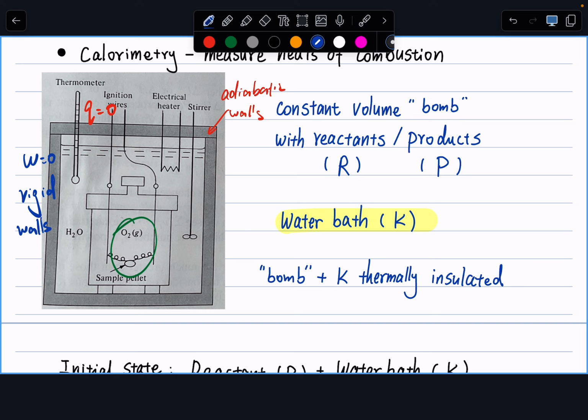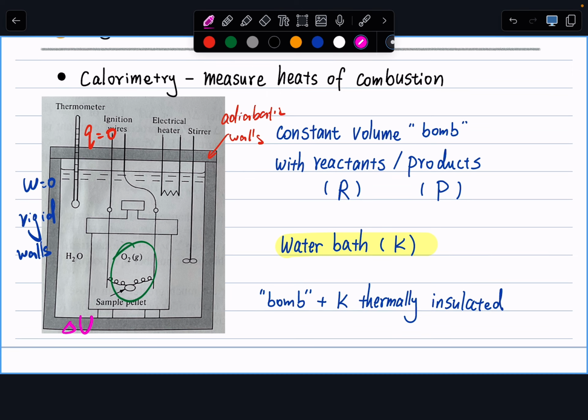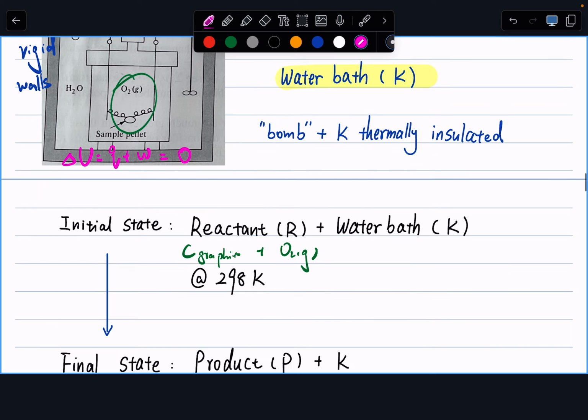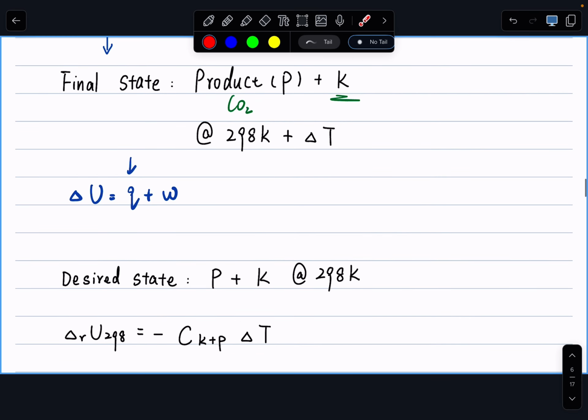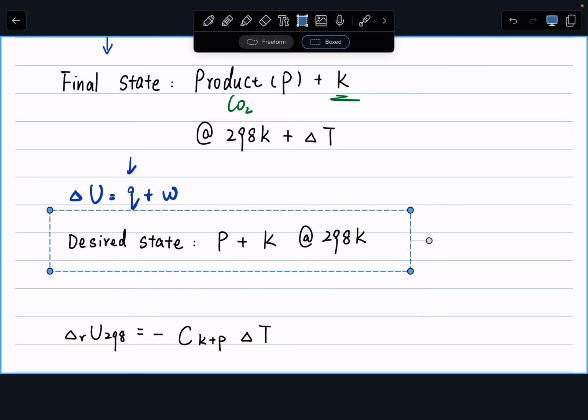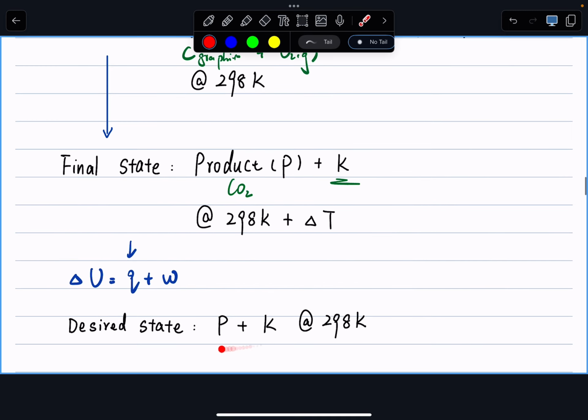Or the other way to put it is using our first law of thermodynamics, we can write my delta U equals to Q plus W equals to 0. All right. So what are we looking after? Remember, in this case, we're looking at the standard enthalpy of the reaction. Or the other way to put it is we want to get my product and my water bath at 298 Kelvin.